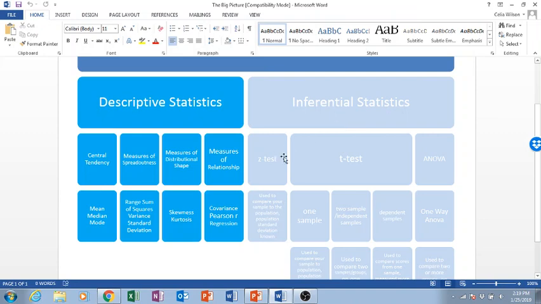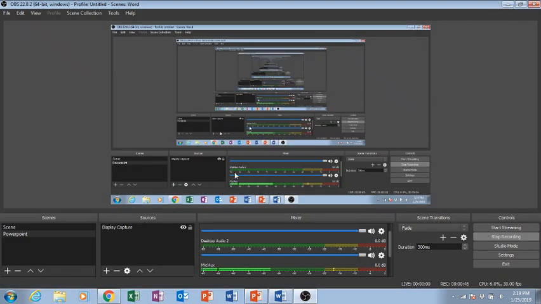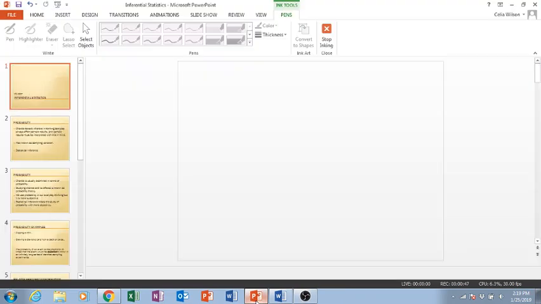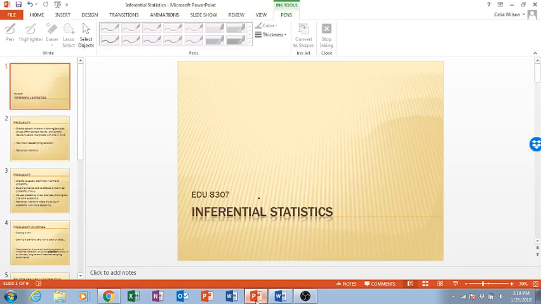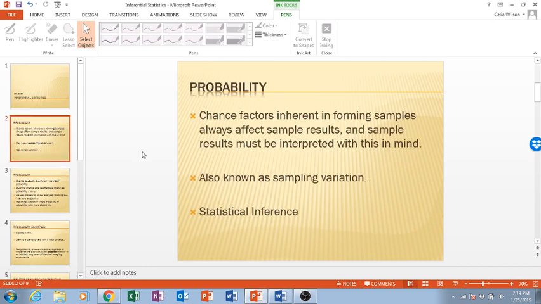Before we get into the different tests that we're going to investigate this semester, I want to talk to you a little bit about inferential statistics, sort of in general. When we talk about inferential statistics, we're talking about those chance factors inherent in forming samples that always affect sample results. And sample results must be interpreted with this in mind.